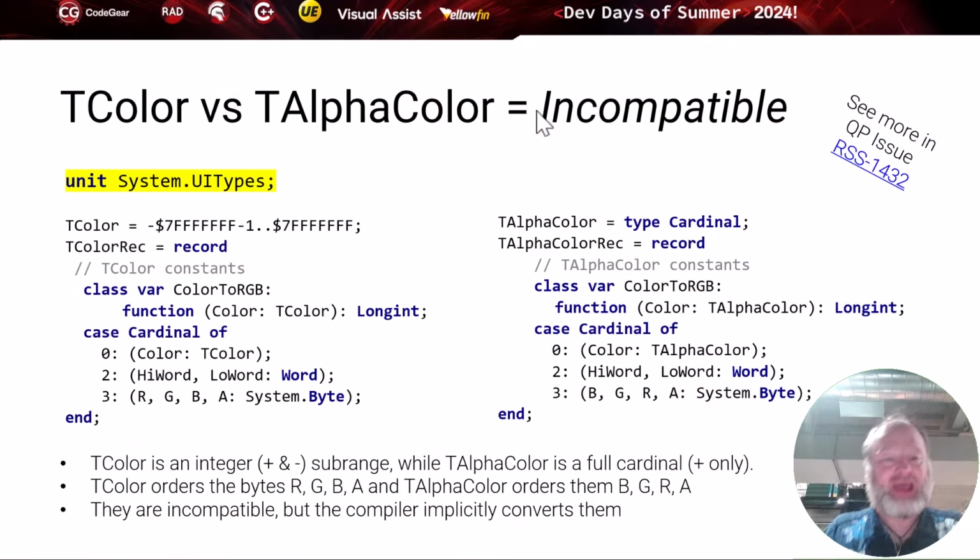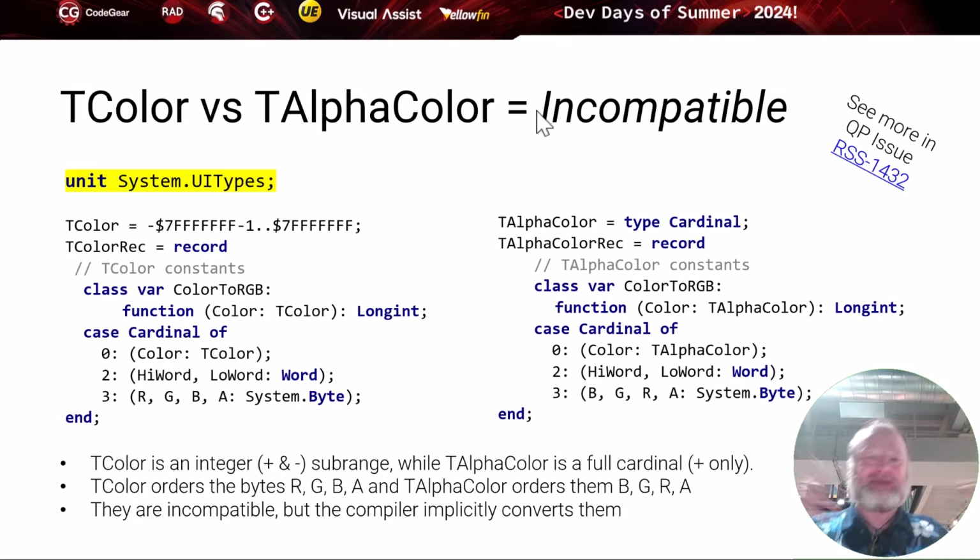For the longest time, Delphi had the TColor, but then with FireMonkey we got the AlphaColor, which adds more features because it has an alpha channel built into the color, but they're incompatible. If you look at the declaration, they're both in System.UITypes, you'll see that TColor is an integer subrange, with both positive and negative values, whereas AlphaColor is a cardinal. So it has the full range of a cardinal, but it is positive only because it's a cardinal.